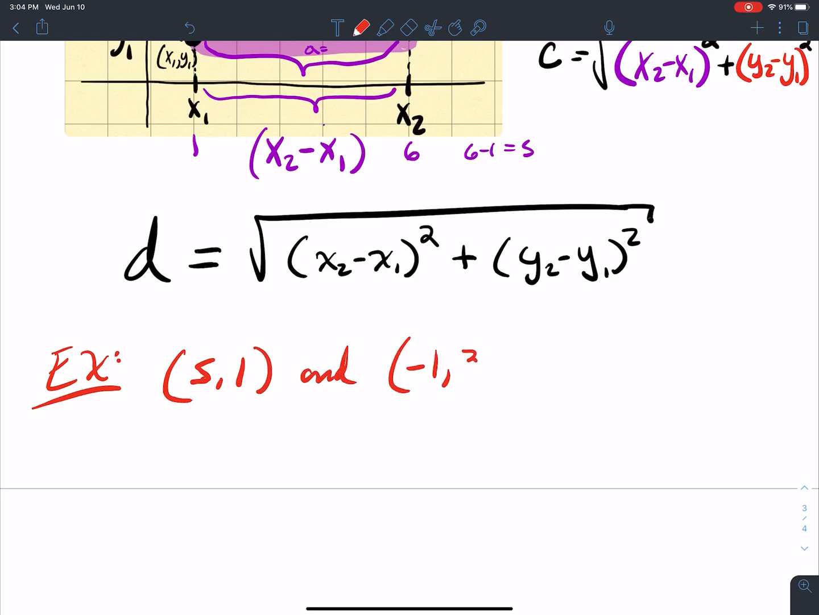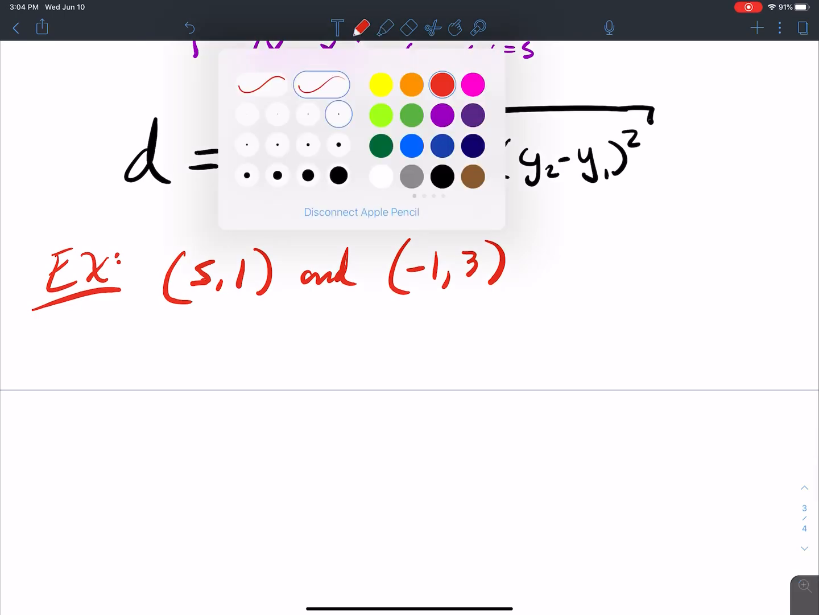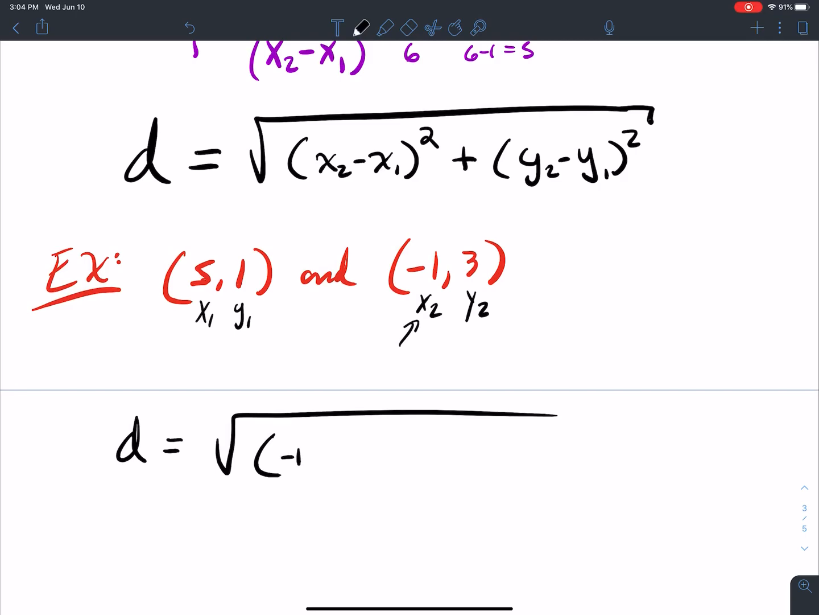and (-1, 3), okay? So the first thing you do for these problems is you label your players. So this is going to be (x1, y1), and this is going to be (x2, y2). Now, could you swap those around? Sure, you could. I just picked one because you got to pick one. Label your players. So D is equal to, well, what is x2? x2 is -1, and then minus x1 is 5, and then squared, plus, and then what is y2? y2 is 3 minus y1, which is 1, and then square it.